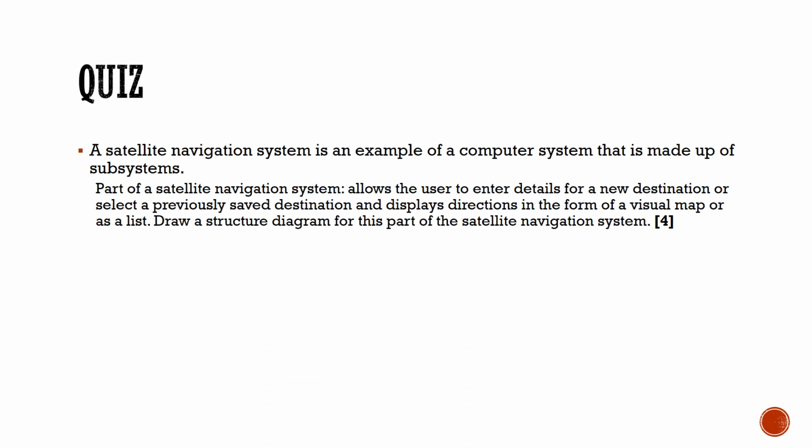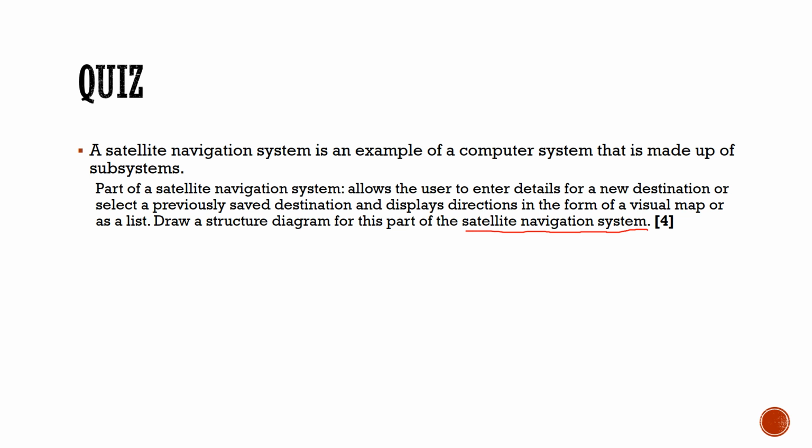So this is the satellite. This is one of the questions. Try to answer this question. A satellite navigation system is an example of a computer system that is made up of subsystems. So part of a satellite navigation system allows the user, so this is going to be our name. Let's just read the question and then identify. It allows the user to enter details for a new destination or select a previously saved destination and displays directions in the form of a visual map or as a list. Draw a structure diagram for this part of the satellite navigation system. So this is going to be our structure diagram name.